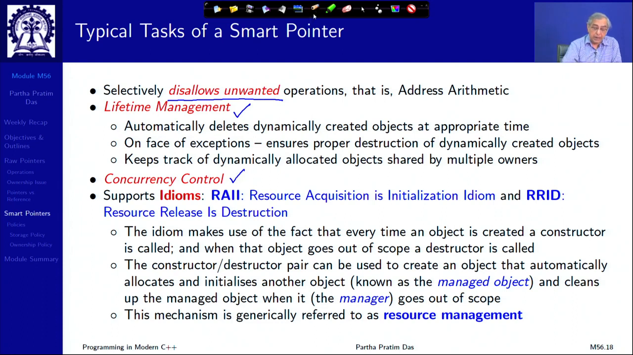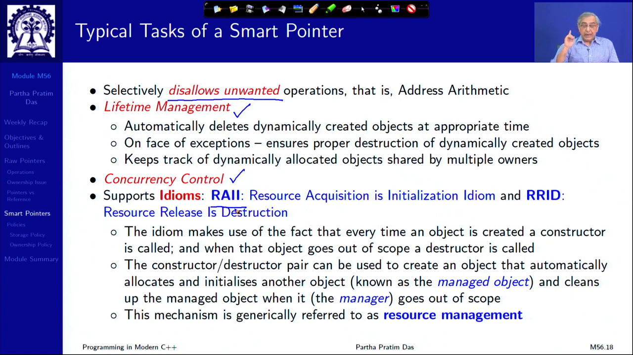So, what does RAII mean? RAII means that as soon as you acquire a resource, you initialize it. You do not let it move around. So, in the smart pointer, I said there is a raw pointer pointing. As soon as you create the smart pointer, at that point itself you must acquire the raw pointer that is pointing to something. And that object which it is pointing to is called the managed object.